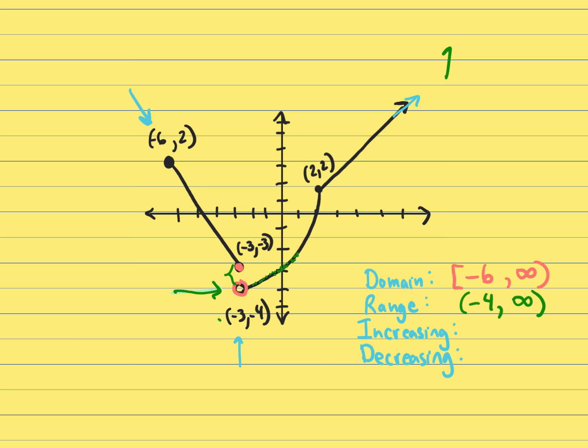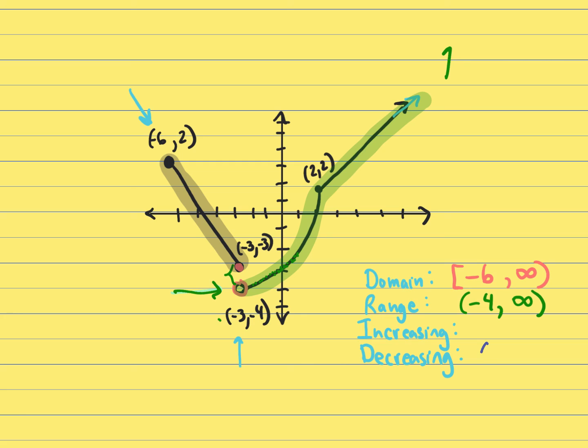We can also talk about when this graph is increasing and decreasing. So this graph decreases going down on this part. So it's really only going down in this area, and it's increasing on all the rest of its domain. Now remember, for increasing, decreasing, you only want to use the x values.